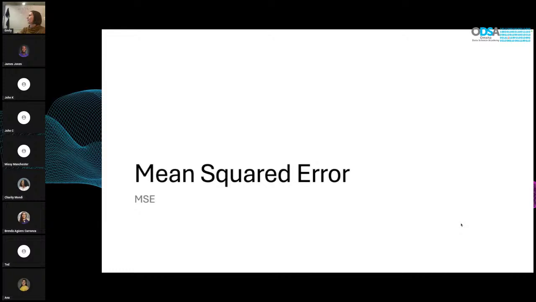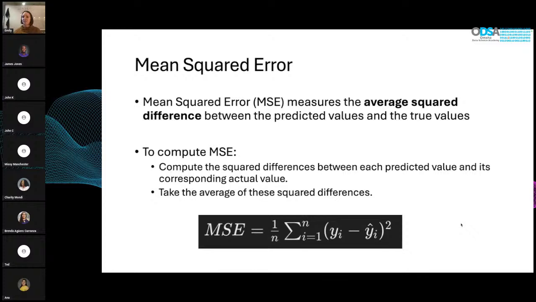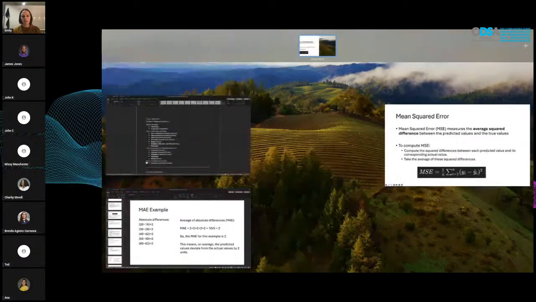Okay, mean squared error, MSE. You'll notice a pattern with these namings: the mean and then some type of error. So the mean squared error, otherwise referred to as the MSE, measures the average squared difference between the predicted value and the true values. So those are the steps to compute MSE. You compute the squared differences between each predicted value and its corresponding value, and then we take the average of the squared distances. All right, let's go back to the whiteboard here.